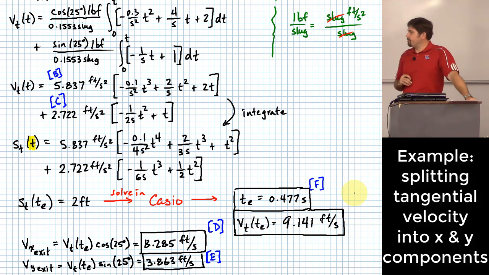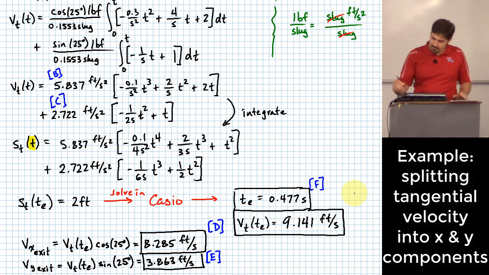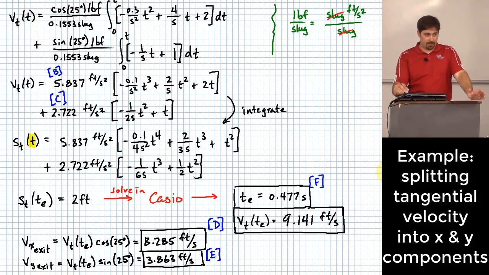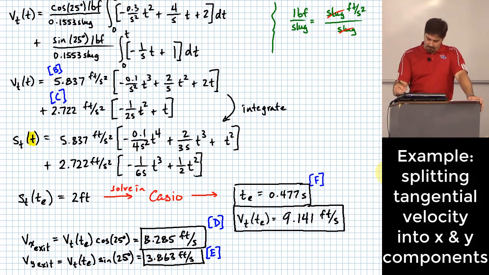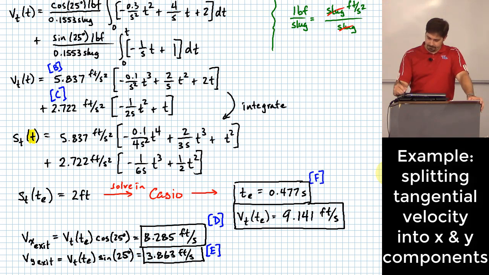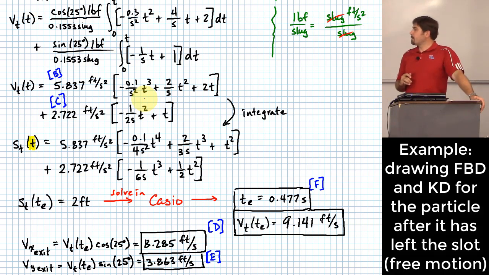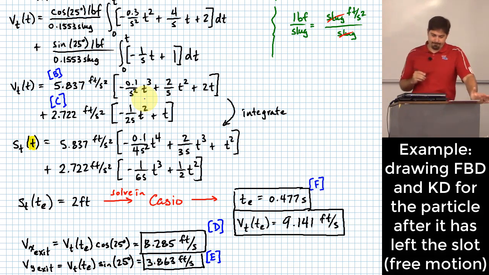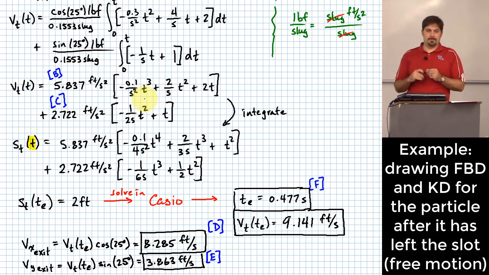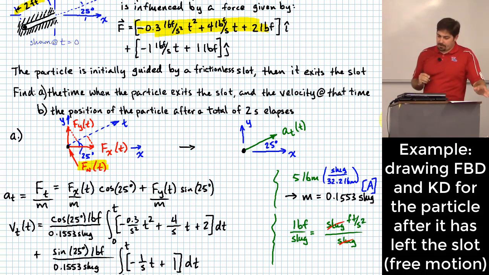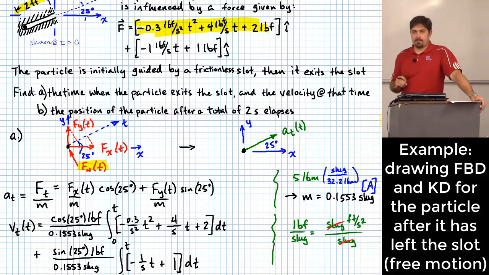All right, so now we have completely finished part A of the problem. We know the exit velocity, and we know how much time it took for that exit velocity to be achieved. All right, so what's next? Should go back and remember. The position of the particle after a total of 2 seconds elapses.